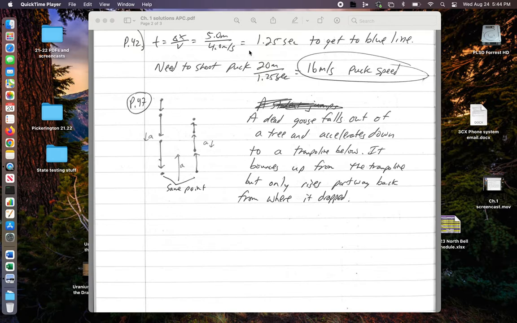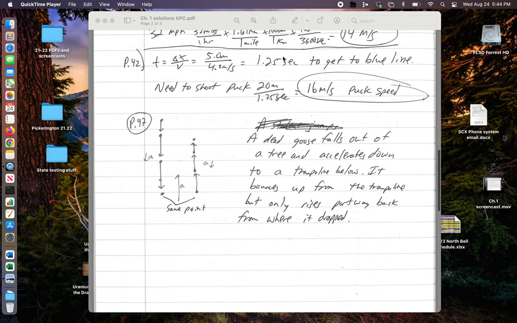So the first thing you've got to do is figure out how much time it's going to take the first skater to get to the blue line. Well, we take the distance and divide by the speed. Seconds is a unit in the denominator, so that makes it a numerator. And so it takes 1¼ seconds for that forward player to get to the blue line. Therefore, the backward player needs to shoot the entire 20 meters, and it should take 1¼ seconds for the puck to get there, and that's a 16 meters per second puck speed.